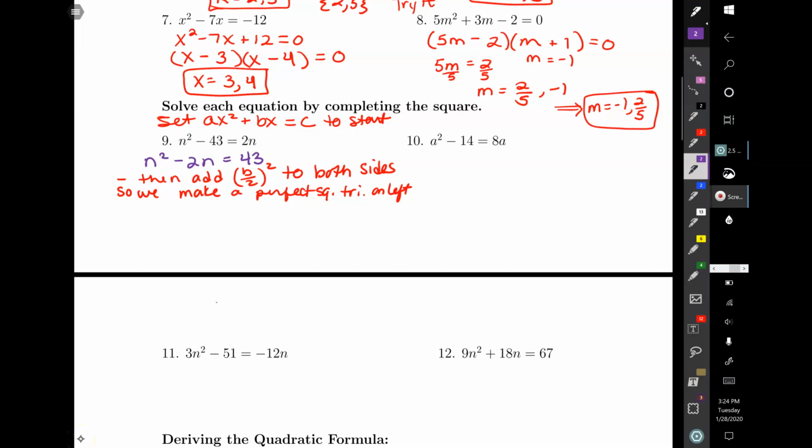Okay, so this is quadratic equations, part 2. We're solving using completing the square this time.